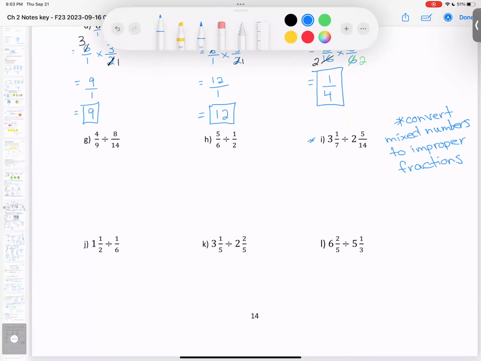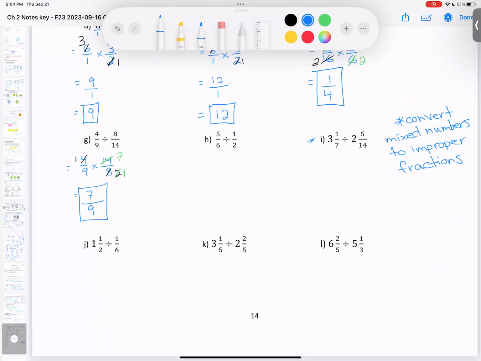Okay, let's move on. So now we've got 4 over 9 multiplied by 14 over 8. So I can divide out a 4 on the top and bottom. And I can still divide out another 2 here. So 14 divided by 2 gives me 7. 2 divided by 2 gives me 1. And so now I've got 1 times 7 gives me 7, over 9 times 1 gives me 9. So I get an answer there of 7 over 9.